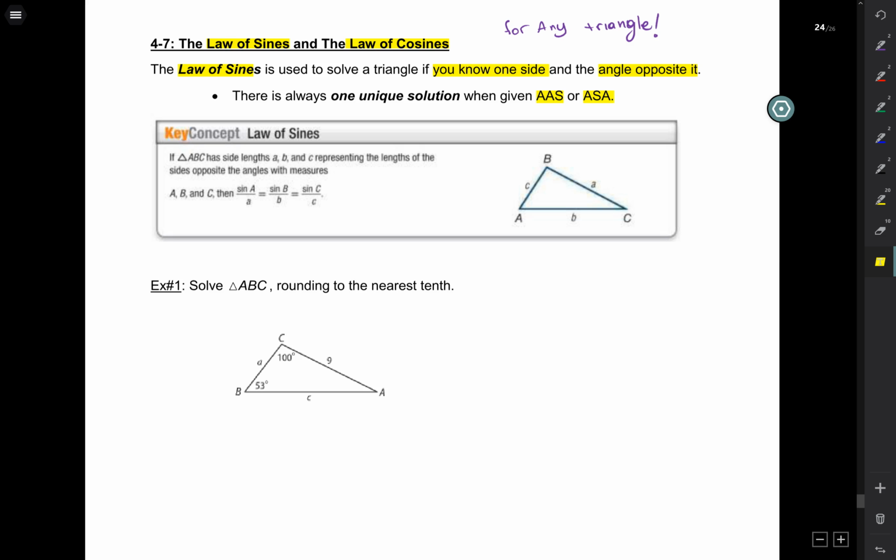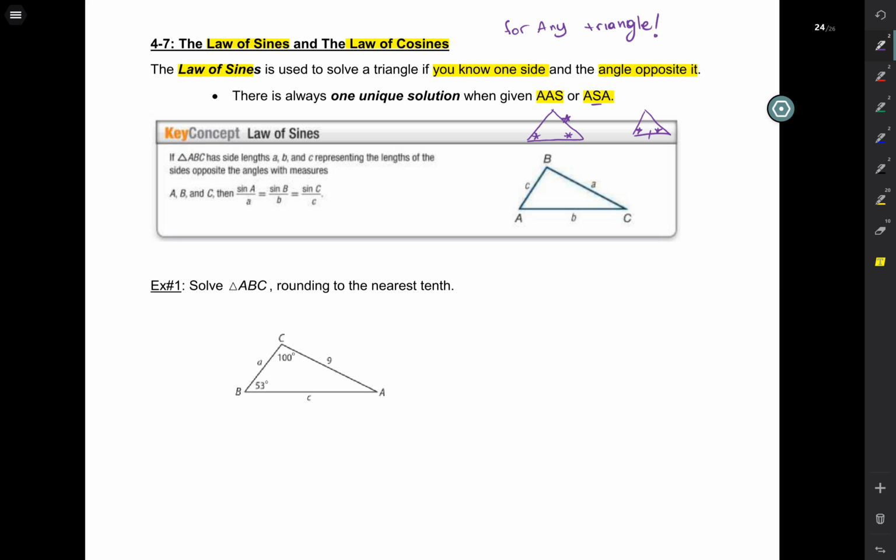AAS stands for angle, angle, side. So basically, in a given triangle, if you know an angle, if you know the next angle over, and then the next side over, that's AAS. And then what's ASA? ASA is if you know an angle, the next angle over, and the side in the middle. That's ASA. So in those cases, you get a nice, cute little solution.